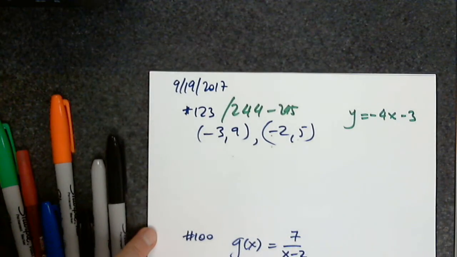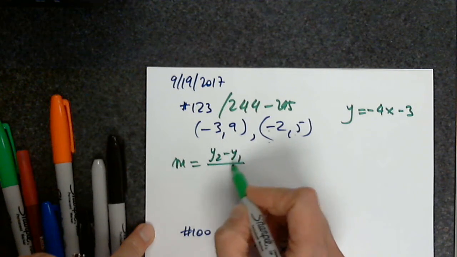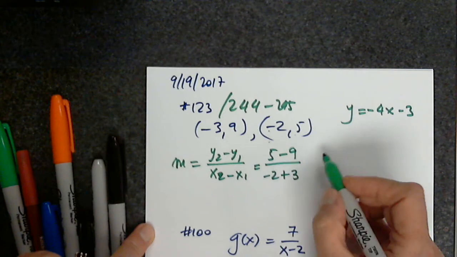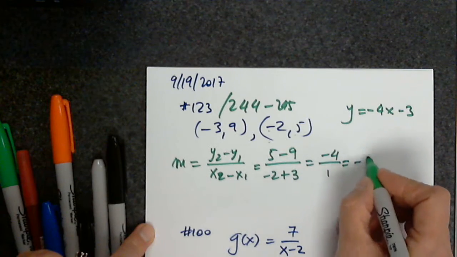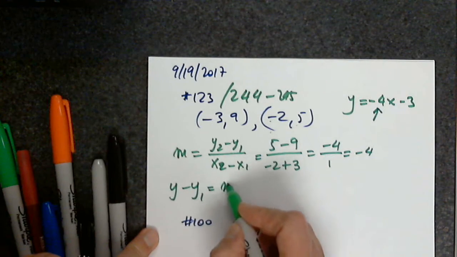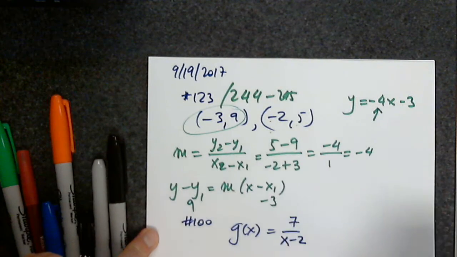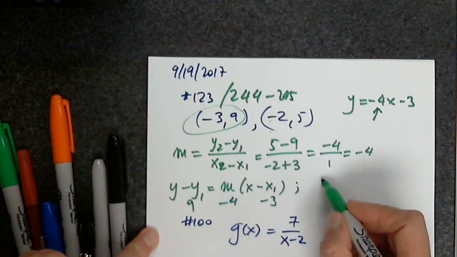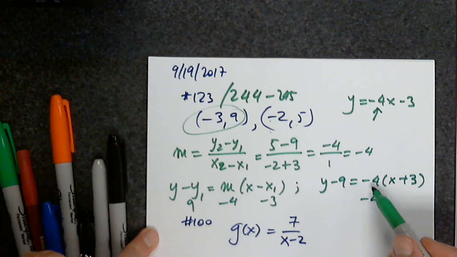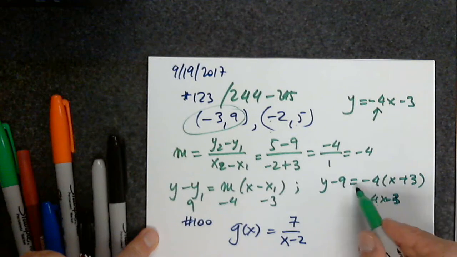Okay, very good. So just for everyone to see this, we have to find the slope: y2 minus y1 over x2 minus x1, and I will write 5 minus 9 over negative 2 plus 3. So this is negative 4 over 1, which is negative 4, exactly the slope that you got. And then I will write y minus y1 equals the slope times x minus x1, where I'm going to use this point. It doesn't matter really which one you use, with a slope of negative 4. So then I have y minus 9 equals negative 4 times x plus 3, and I have negative 12 plus 9, which is indeed minus 3. Yes, negative 12 plus 9.